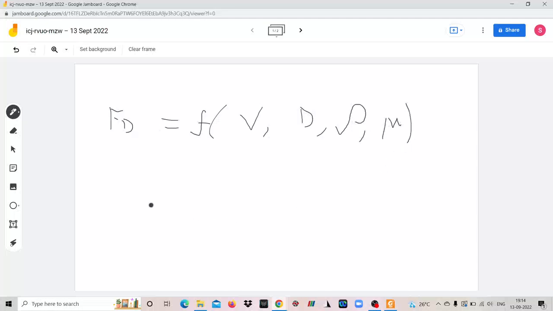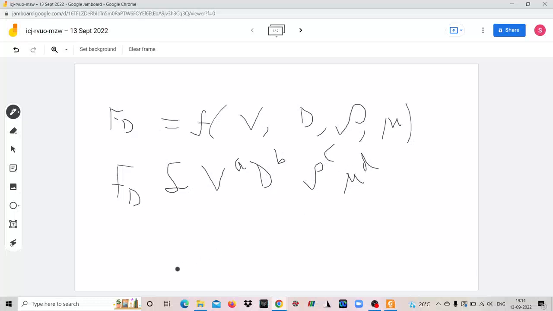Now what does it mean? It means that Fd can be written as directly proportional to v to the power of a, d to the power of b, rho to the power of c, mu to the power of d. So Fd can be written as a function of v raised to the power of a, d raised to the power of b, rho raised to the power of c, and mu raised to the power of d.